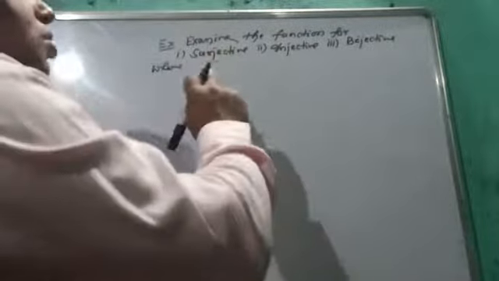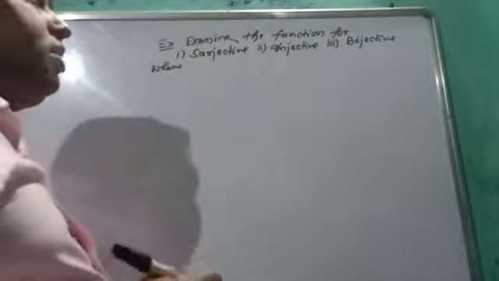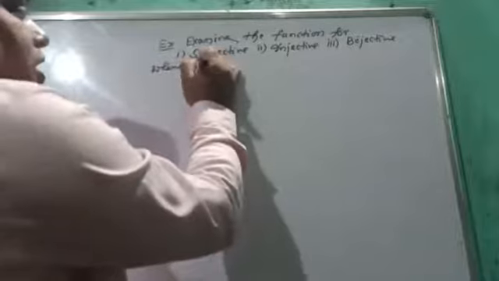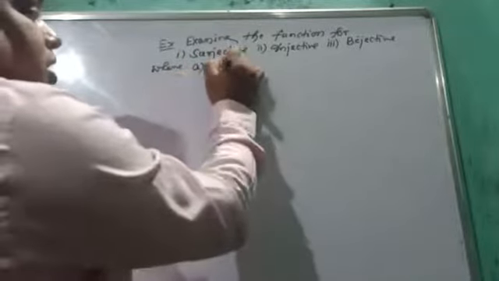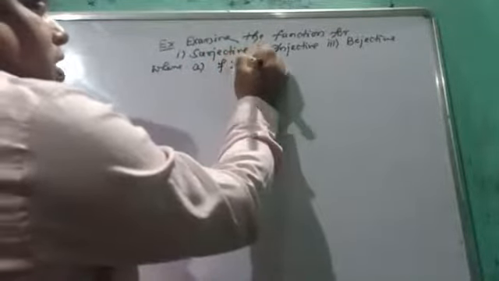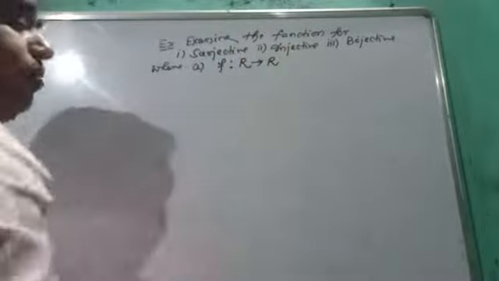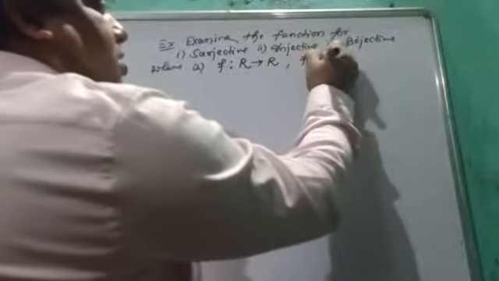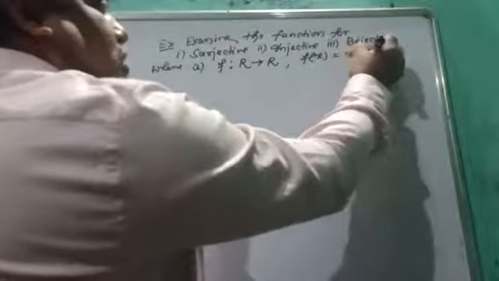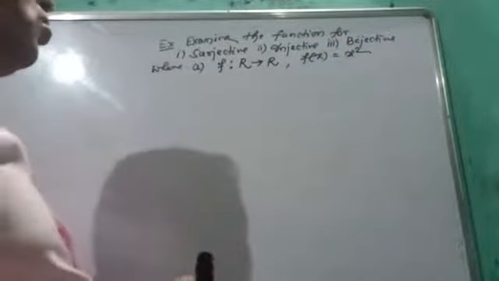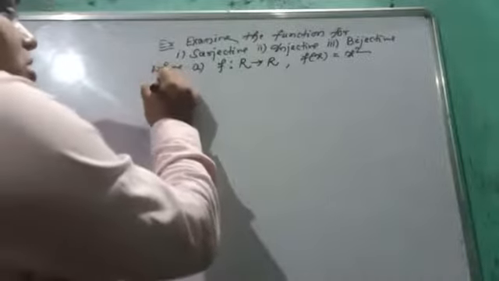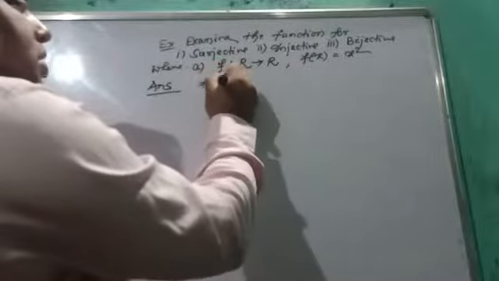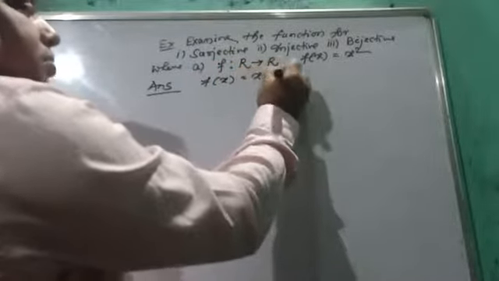Now we have to examine the function for surjective, injective and bijective. The first question: f is a function from real numbers to real numbers, and f(x) is equal to x squared. So the function of x is given as x squared.